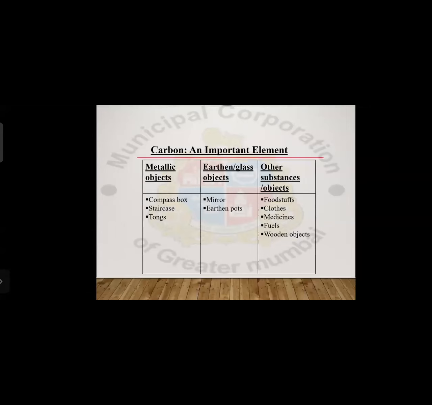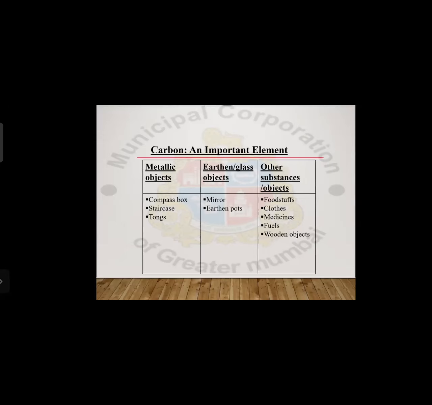Now look at the list of objects in the last column. It contains foodstuffs, clothes, medicines, fuels, wooden objects, etc. Carbon is the common and important constituent in all these substances. The food we eat, clothes we wear, medicines we have, fuels we use for getting heat and energy, wooden objects. When we burn wooden objects, we get heat and light, so wood is also a fuel. You will come to know all these substances contain carbon as their main element.